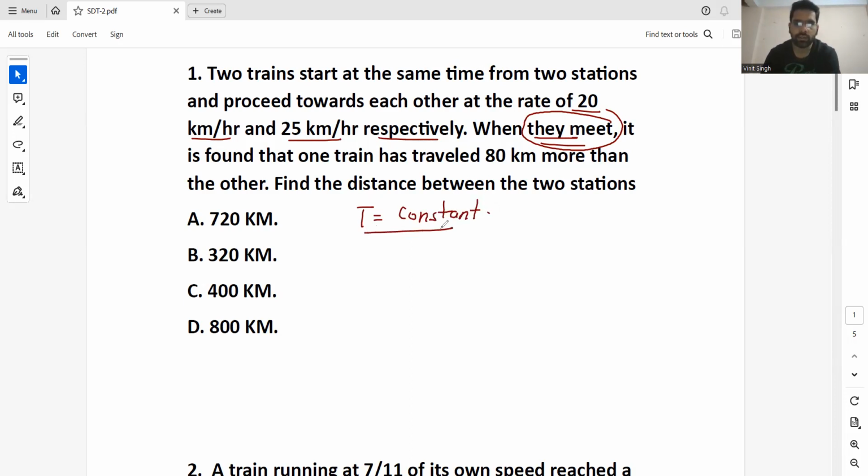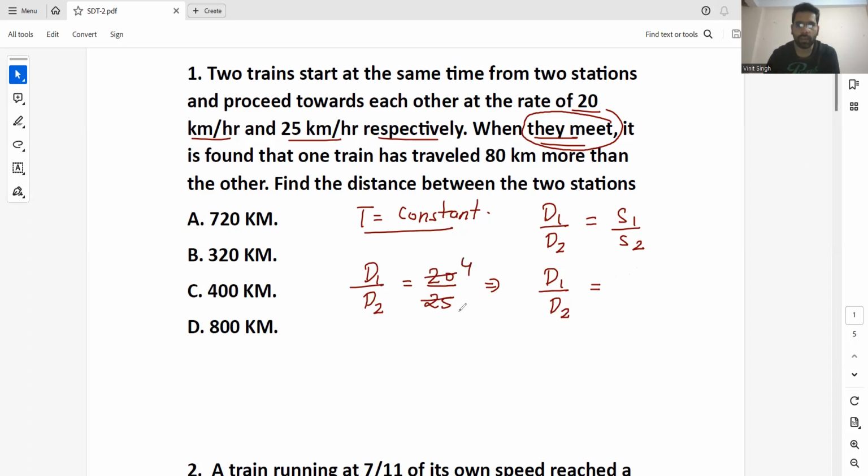When the time is constant, we know that d1 upon d2 is equal to s1 upon s2. d1 is the distance covered by train 1, d2 is the distance covered by train 2. s1 is the speed of train 1, s2 is the speed of train 2. Now the speed of train 1 is 20 km per hour and the speed of train 2 is 25. So we can write d1 upon d2 is equal to 4 by 5.